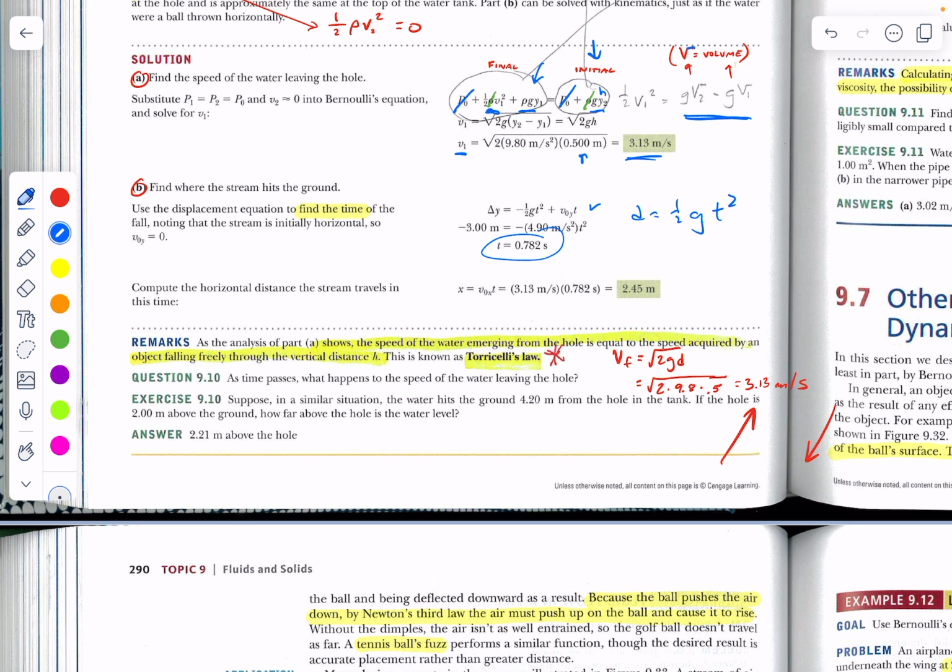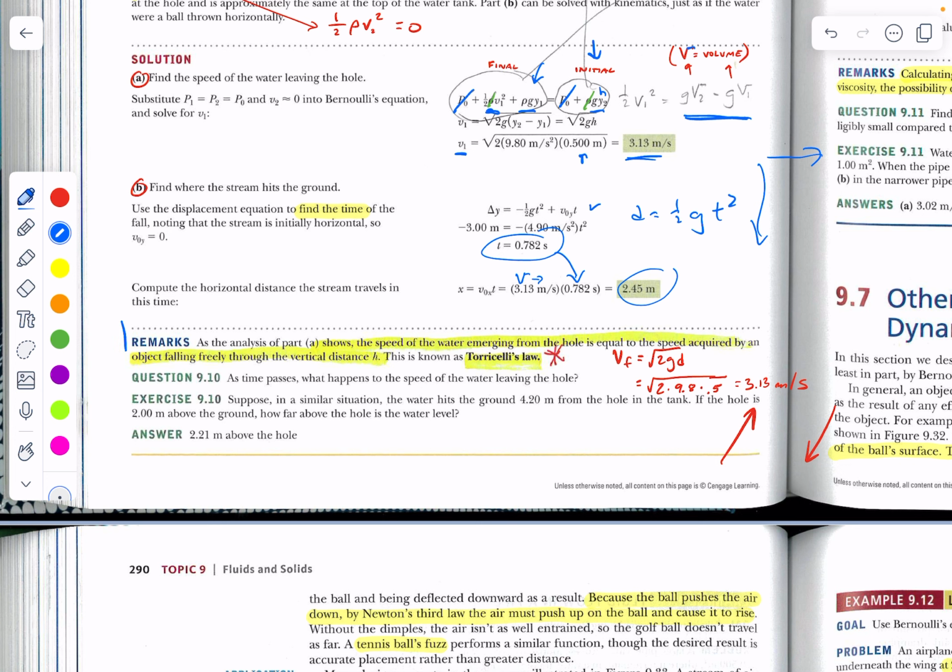We find out that whether it's moving horizontally or just falling vertically, the amount of time it takes to hit the bottom is the same because the horizontal and vertical components are independent. It takes 0.782 seconds for the water to fall. And so we plug that in here, and we have our horizontal speed this way, and the water is going to shoot out 2.45 meters.